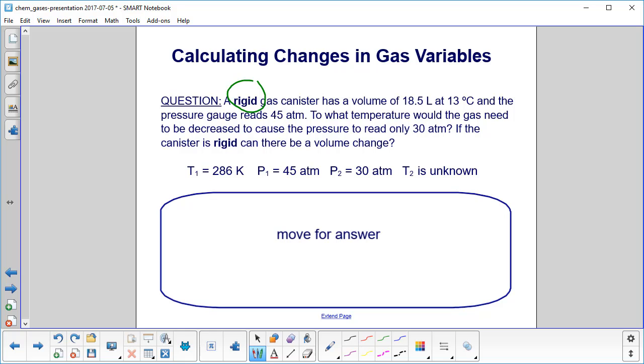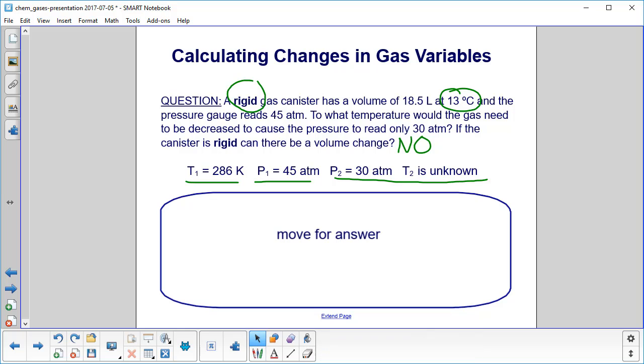Rigid means the volume stays the same, right? Because the gas is going to expand to fill the whole gas canister right in the beginning. Then if it's rigid, it can't expand anymore, nor can it contract. So let's see, we'll write the answer here. Nope. We just write no. We write our givens. Notice what we did with the Celsius? Turned it into Kelvin. So here's our initial conditions. Here's our final conditions, and we have one unknown.